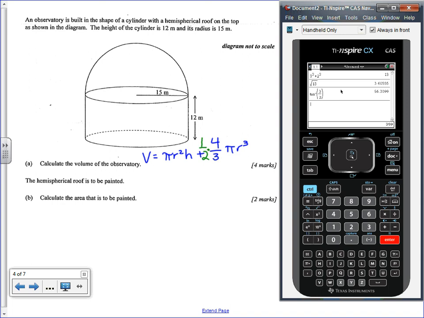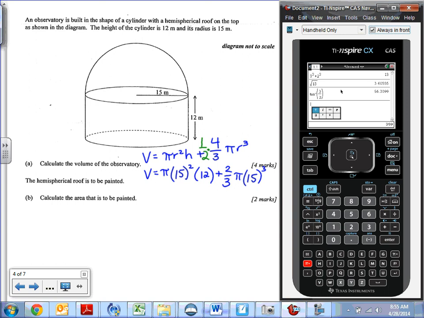And now let's fill it in with the correct information. So the volume is going to equal pi times the radius squared times the height. I paid attention to make sure that those are in the same unit. They are both in meters, so no tricks there. 1/2 times 4/3 is 4/6. So 2/3 times pi times the radius again cubed. So again, you can get another point for having it filled in correctly, substituted correctly. And then we go to our calculator and evaluate this thing.